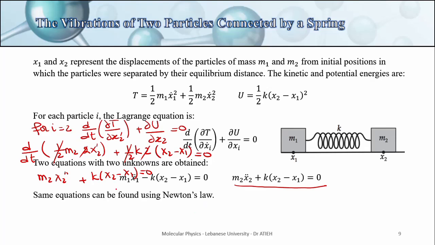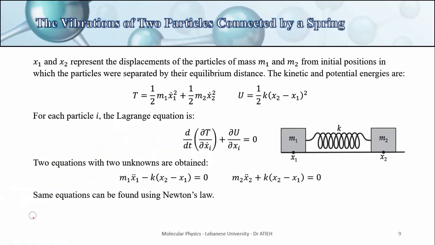So now using the Lagrange equation, we were able to arrive at two equations containing the coordinates x1 and x2. x1 and x2 are our unknowns. We are searching for their values or their solutions. By the way, these two equations can also be found using Newton's laws. How? Let me tell you how.